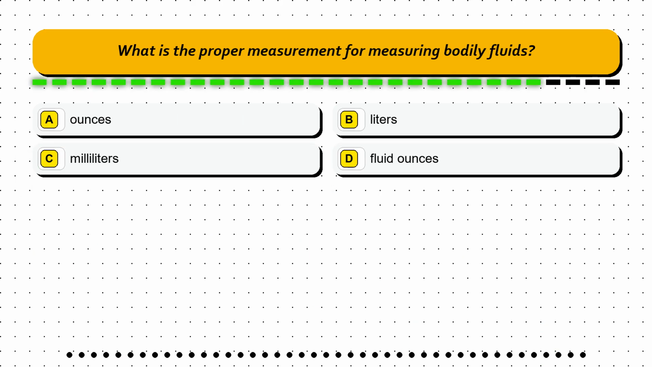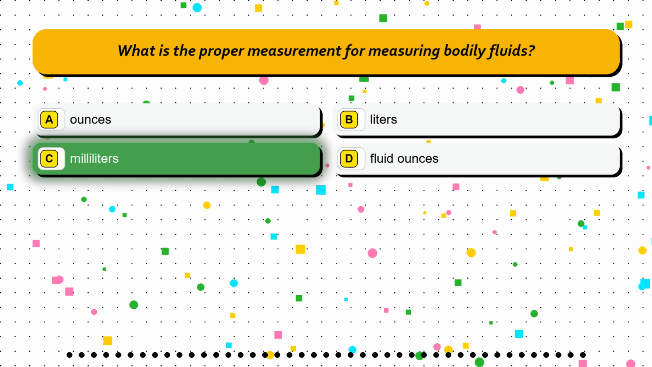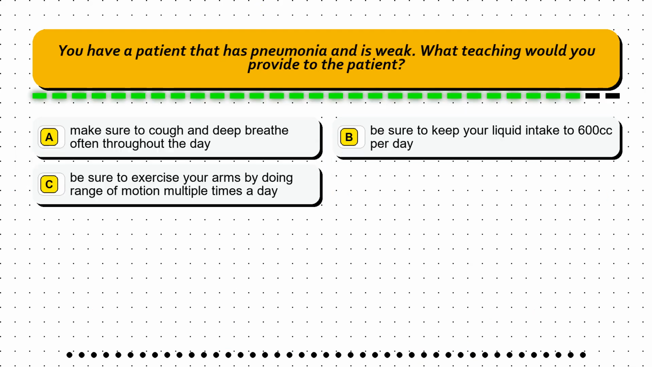Question 35. What is the proper measurement for measuring bodily fluids? Option A, ounces. Option B, liters. Option C, milliliters. Option D, fluid ounces. The correct answer is option C, milliliters.